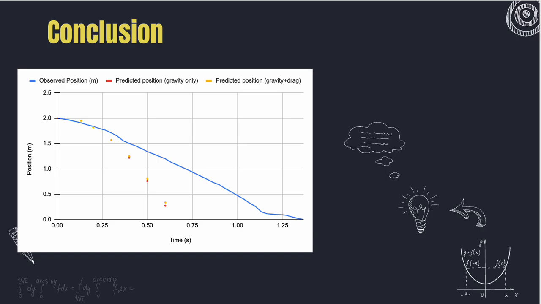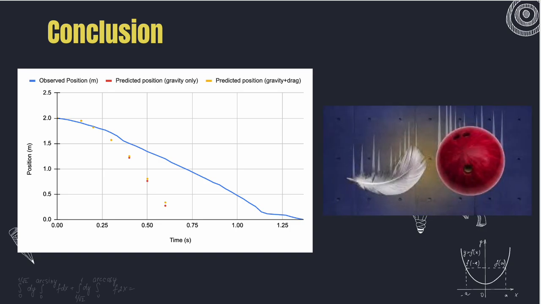In summary, my observations align with the theoretical expectations. The observed data showed the longest fall time due to drag, while the gravity-only model fell fastest. The gravity plus drag model provided a realistic intermediate fall time.